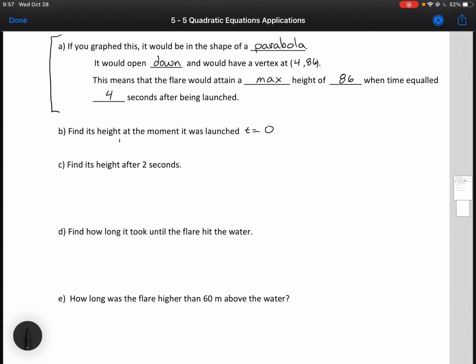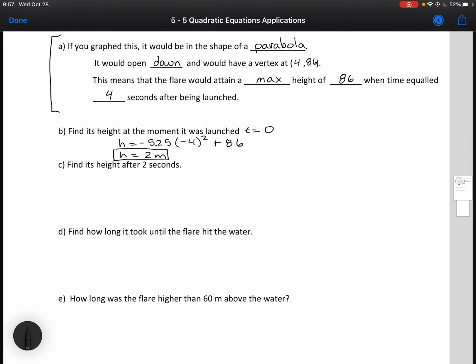So we're going to use the equation, but put in t equals 0. So minus 5.25 times (0 minus 4) squared plus 86. When we evaluate that, we get 2 meters.